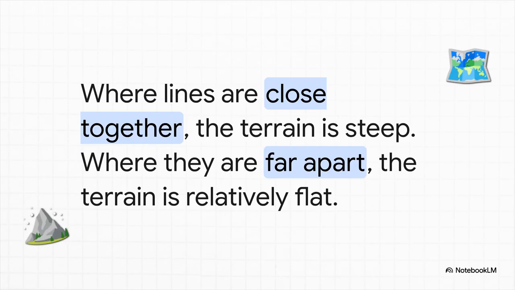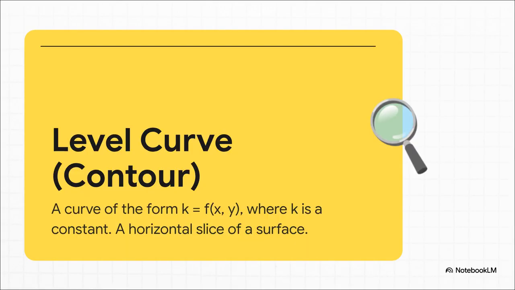And here's the secret to reading it. When you see those lines packed really tight together, it means the elevation is changing super fast. That's a steep cliff. But when the lines are spread way far apart, the elevation is barely changing at all. That's a gentle slope or maybe a nice flat plateau. So in math, we call these lines level curves or contours. All they are is just a collection of all the x, y input pairs that give you the exact same z value. It's literally the same thing as taking a horizontal slice of our surface at one specific height.